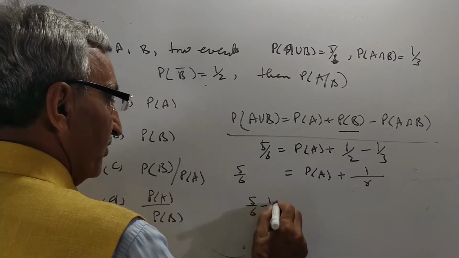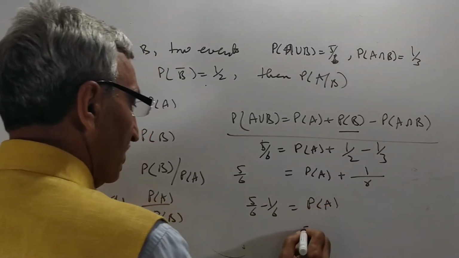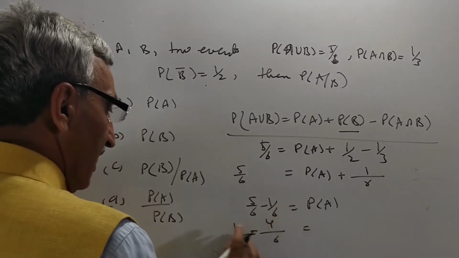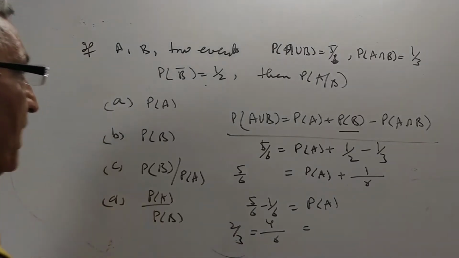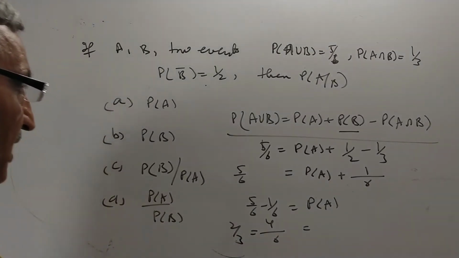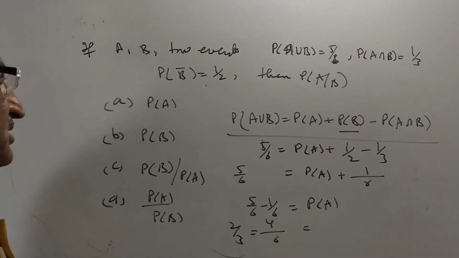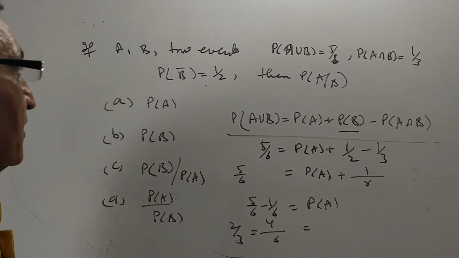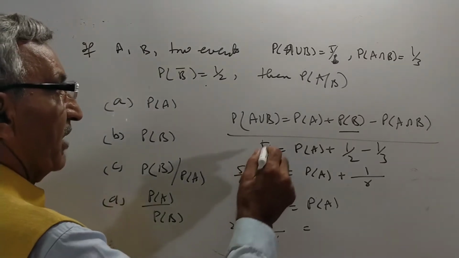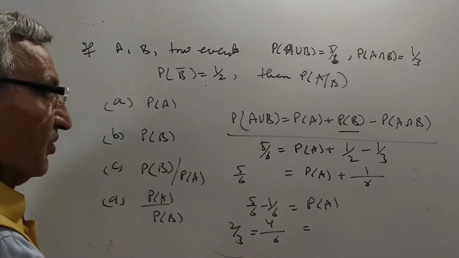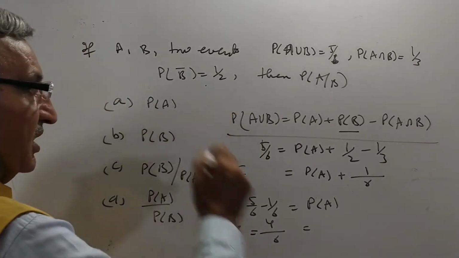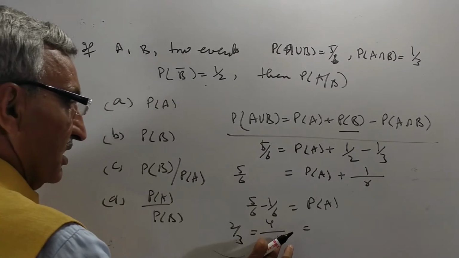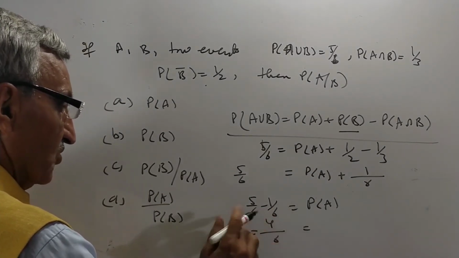So probability of A is 5 by 6 minus 1 over 2 plus 1 by 3, which is 4 by 6, and is equal to 2 by 3. Okay, 2 by 3. What is 2 by 3? Probability of A is equal to 2 by 3. What is probability of B? It is equal to half. Probability of A union B is 5 by 6, with 1 by 3 and 1 by 2. Subtracting, probability of A I got as 2 by 3.